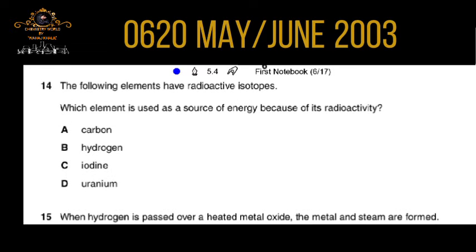Option number 14. The following elements have radioactive isotopes. Which element is used as a source of energy because of its radioactivity? The source of energy, we got energy from uranium-236, as we already know that. So uranium is the right option here.